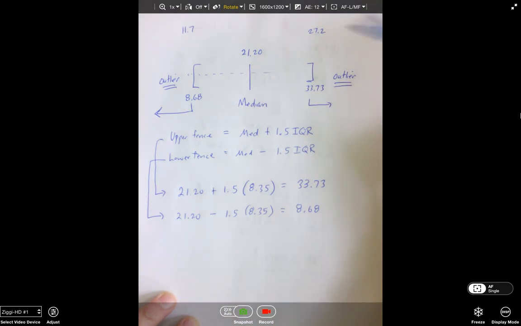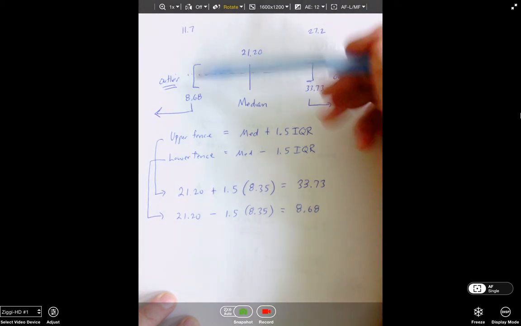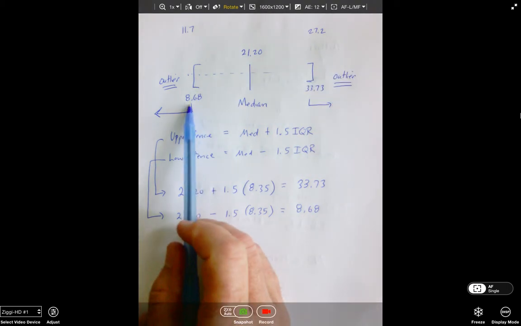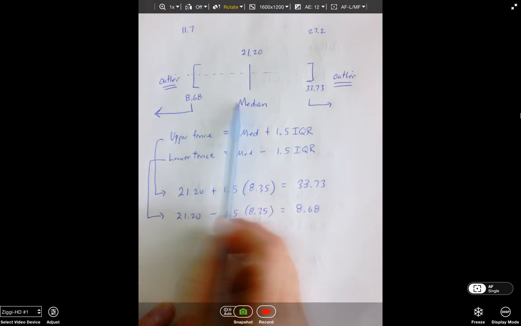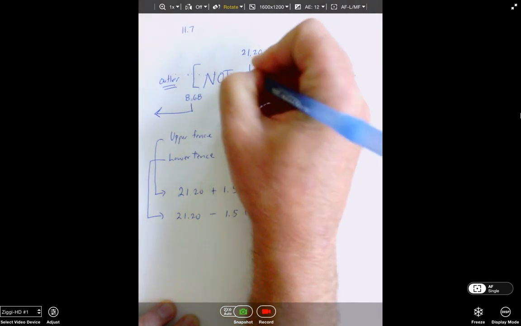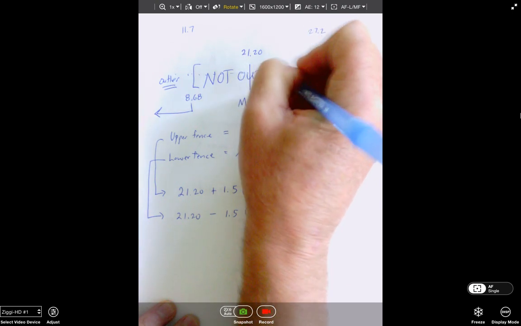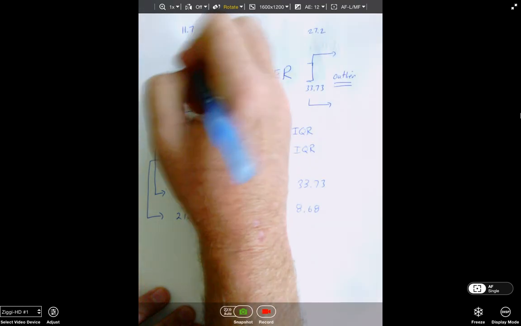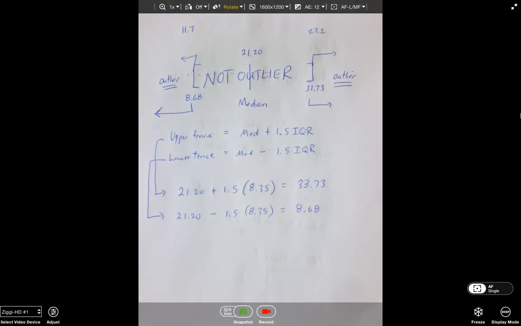Well, guys, you can see the reason we didn't have any outliers is our largest value is 27.2, which is within the bounds of the 33.7, and our lowest value is 11.7, which is above the cutoff for being an outlier. So guys, according to this method, anything from 8.68 up to 33.73 defines the segment that is not an outlier. Anything, again, above or below is determined to be an outlier. Okay?